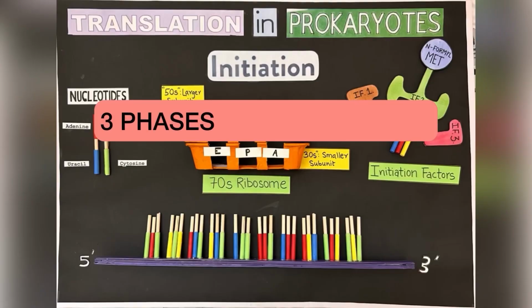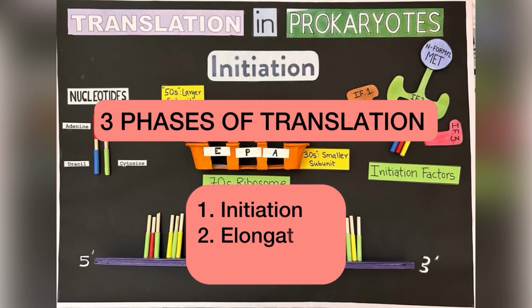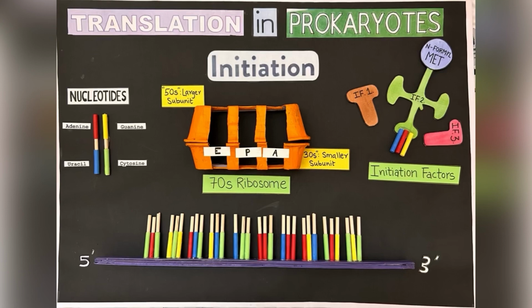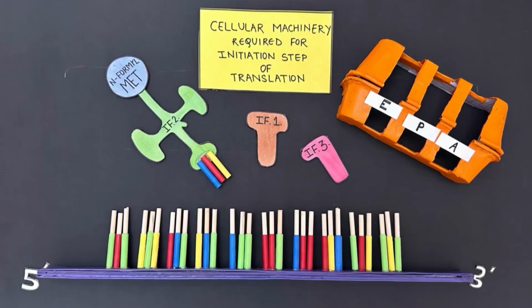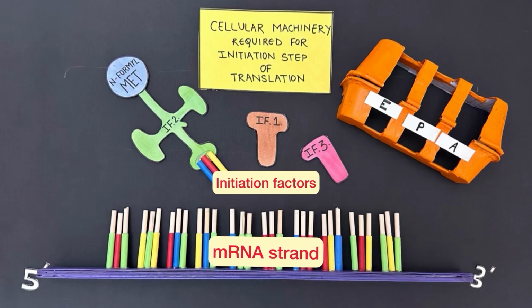It entails three major phases: initiation, elongation, and termination. In this video, we are going to focus on initiation, the first stage of translation in prokaryotes. The cellular constituents involved in the initiation step of translation are the mRNA strand, initiation factors 1, 2, and 3, and the 70S ribosome unit.